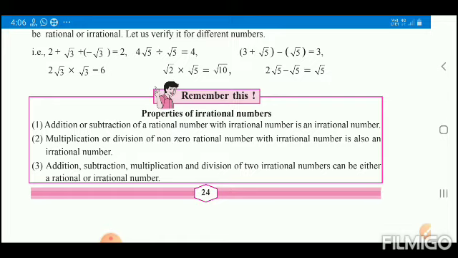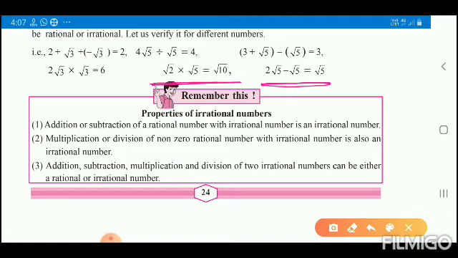Look, for the first property we can consider the example, which example? 2 root 5. Here we got the irrational number. For the second property we can consider this example. Then next is addition, subtraction, multiplication and division of two irrational numbers can be either rational or irrational number. Okay. For that you can consider the questions.